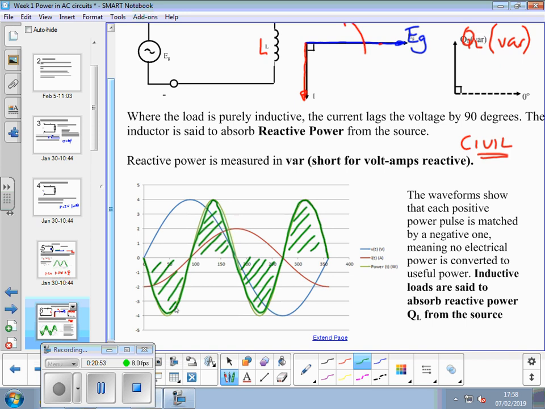So the waveforms show that each positive power pulse is matched by a negative one, meaning no electrical power is converted to useful power. Inductive loads are said to absorb reactive power, QL, from the source.